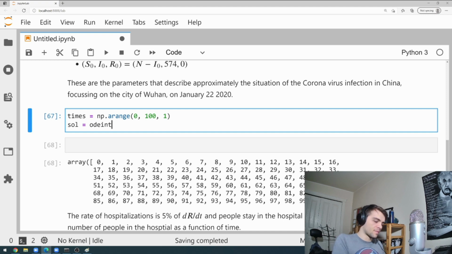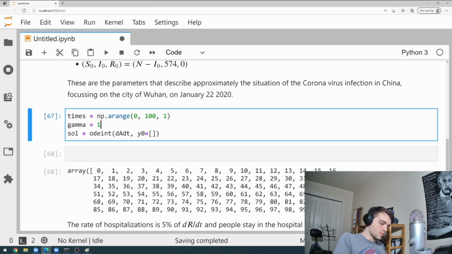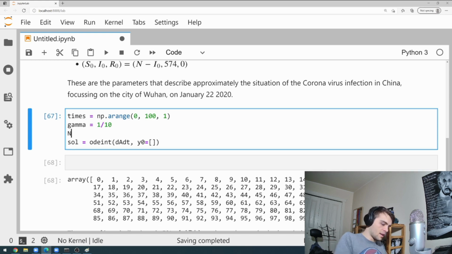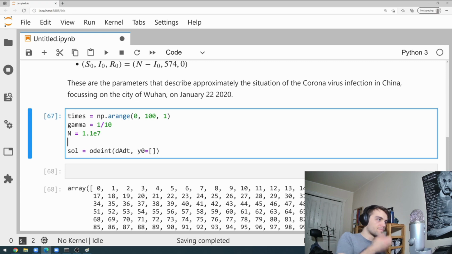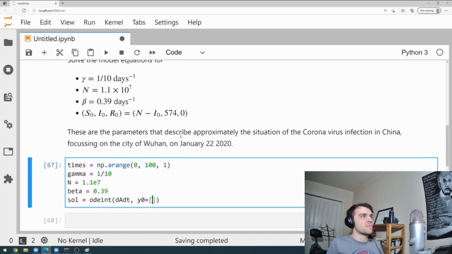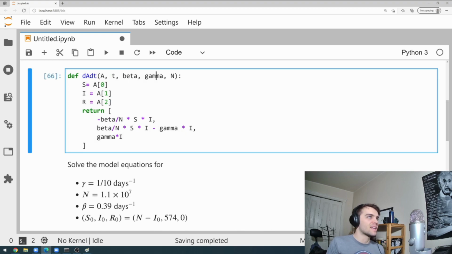Necessary information. So we give it dA dt. That's the differential equation itself. We're telling it, this is the differential equation I want you to solve. We have to give it the initial conditions too. Let's define the conditions above first, actually. So gamma is equal to 1/10. N is equal to 1.1 times 10 to the 7. Beta is equal to 0.39. And let's plug these in. We need to make sure they match up with the way that I've defined the function. So it takes in beta, then gamma, then N.